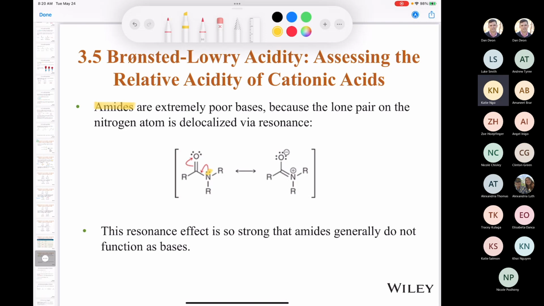And so the resonance effect is so, if you have your mic on, could you turn it off? Somebody has their microphone on.